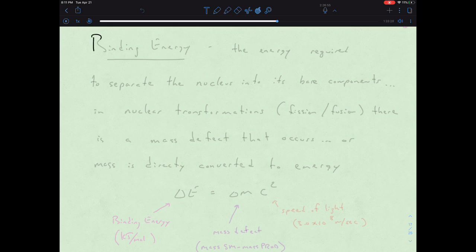So let's get into binding energy. And binding energy is basically the energy required to basically separate the nucleus into its components.